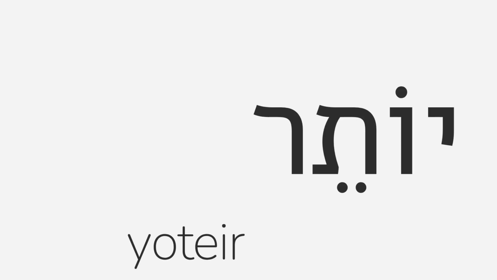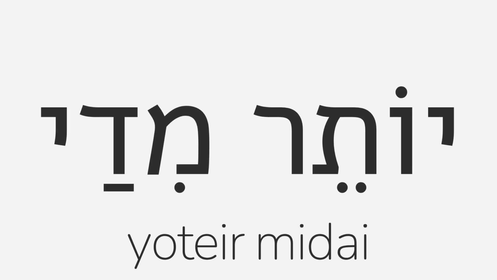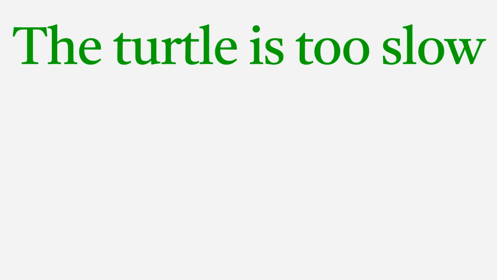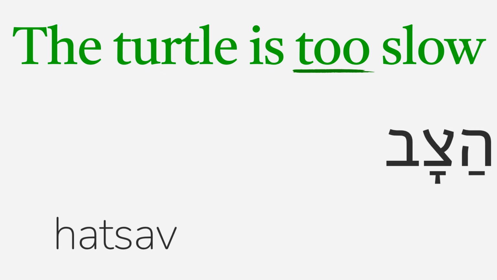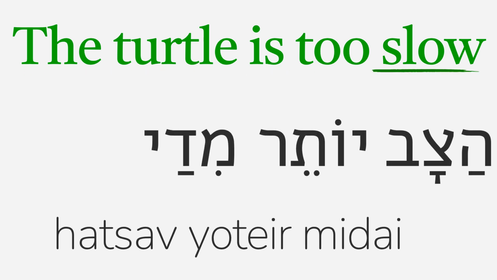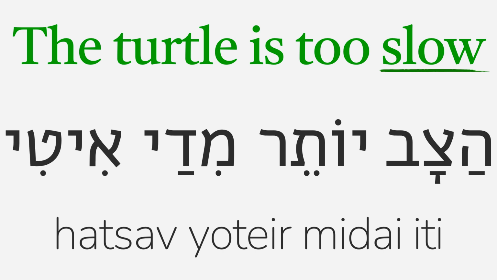Lastly, the word yoter can be used with another word, midai, to make the Hebrew expression for too, yoter midai, which literally means more than enough. Let's use this expression to say the turtle is too slow. The turtle is hatzav, too is yoter midai, and slow is iti. Hatzav yoter midai iti. The turtle is too slow.